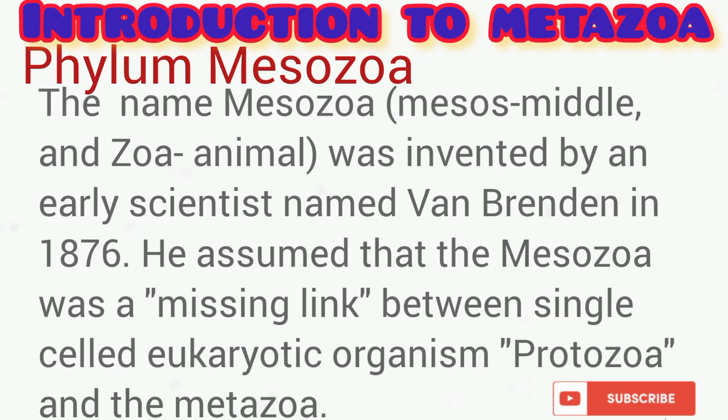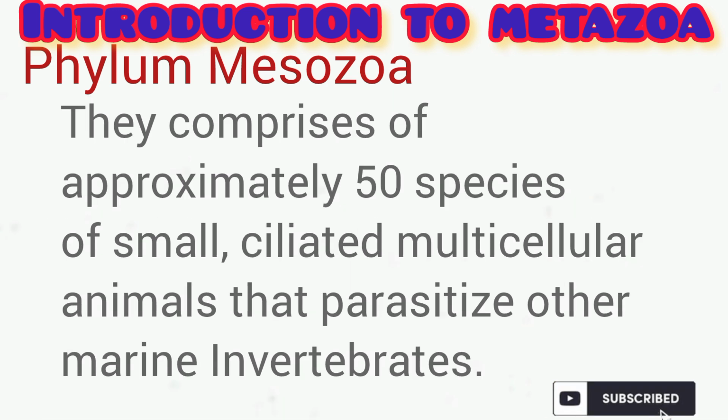The last phylum which we are going to discuss today is phylum Mesozoa. The term meso means middle and zoa, animals. Mesozoa was actually assumed to be the missing link between the single-cell protozoa and the multicellular metazoa. This group was actually discovered by scientist Van Beneden in 1876.